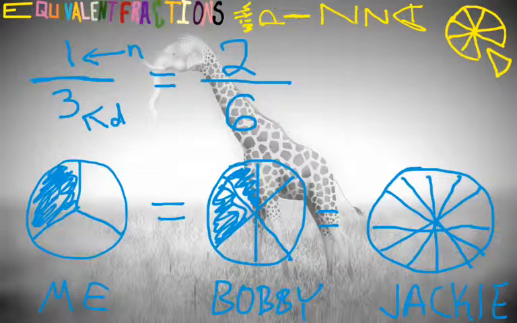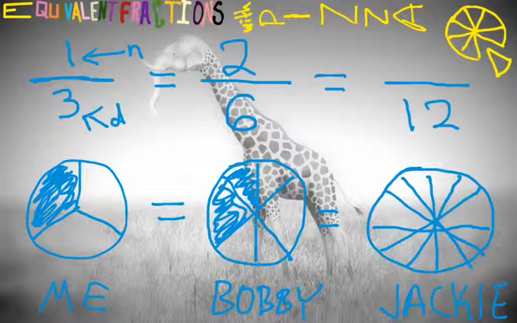Now, since she ate the same amount, but she just divided hers into 12, how many should go in the denominator? 12. Yeah, because that's how many pieces there are in Jackie's pizza. Now, to figure out, well, how many did she eat? Well, we could shade it, but it gets kind of hard when you have 12. So let's go ahead and do it with our math here.